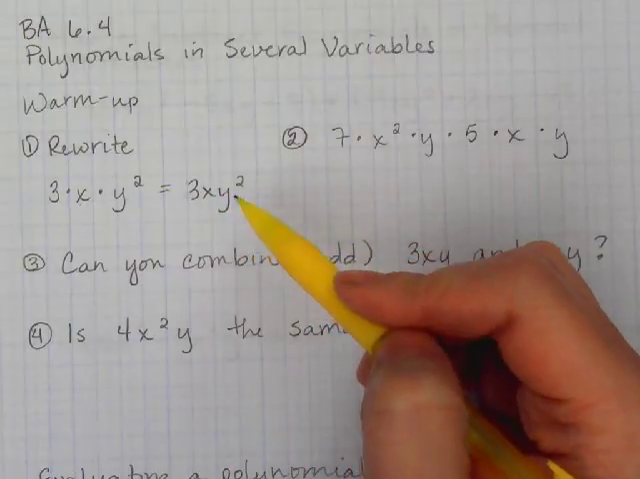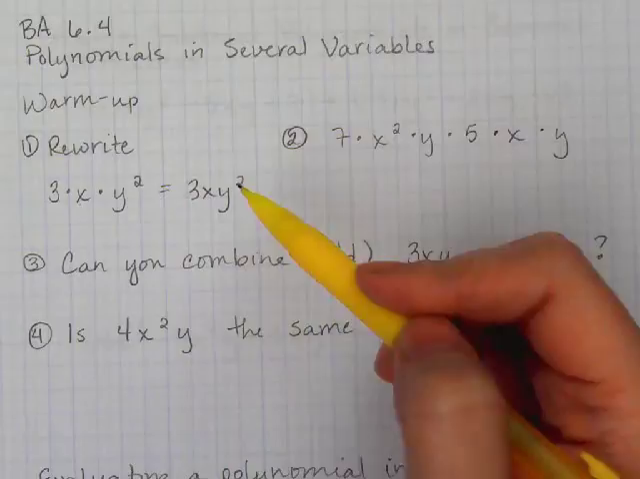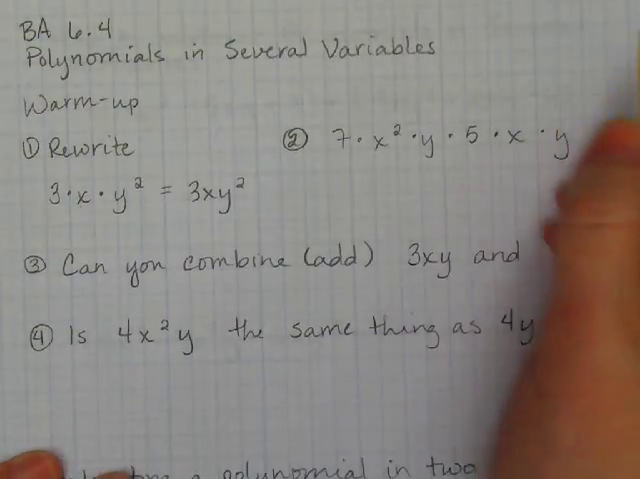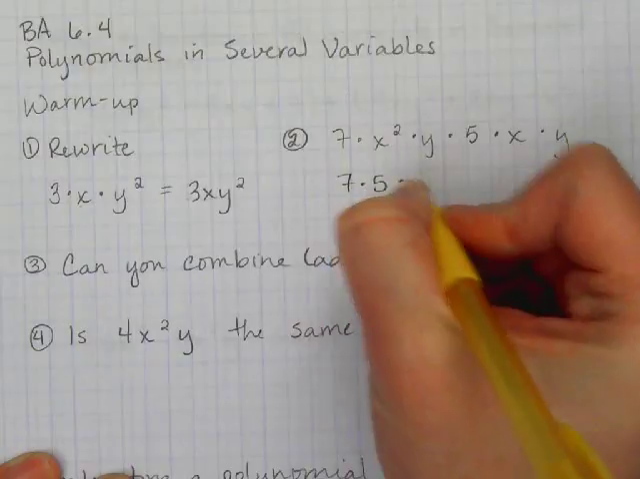And if we're multiplying, moving into number 2, if we're multiplying, we can multiply in any order, as long as we don't have any pluses or minuses taking place in there. Then we can do this in any order, which means I can rewrite this as 7 times 5 times x squared times x times y times y. And then I can shorten that and simplify it.